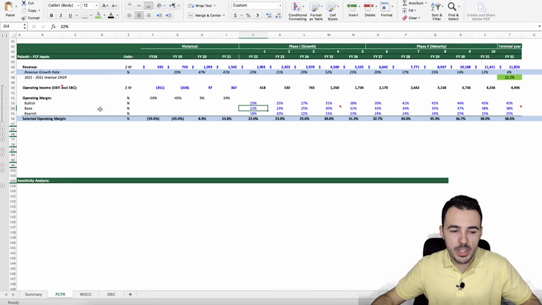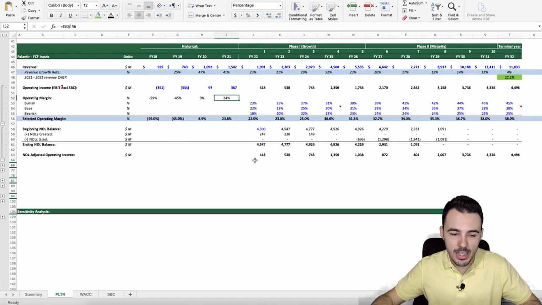I've modeled for three scenarios. First, we have the bullish case, then we have the base, and lastly, we have the bearish case. For the bearish case, I went as negative as possible with operating margin being much lower than what it was in 2021. The next input is the adjusted operating income after net operating loss. So it's the losses that have piled up for the company.